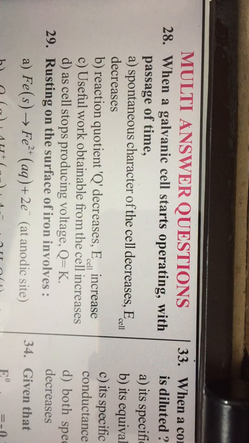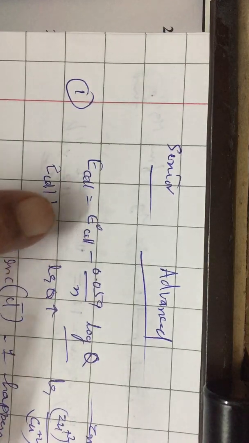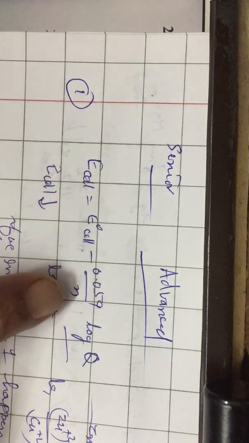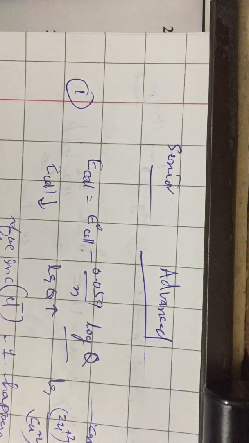When a galvanic cell starts operating, with passage of time, any galvanic cell, if you allow it to operate, slowly the cell potential will go down. That we call the cell getting discharged. And according to the Nernst equation, E cell is equal to standard cell potential minus 0.059 by n into log Q. Q is the product ion concentration divided by the reactant ion concentration.